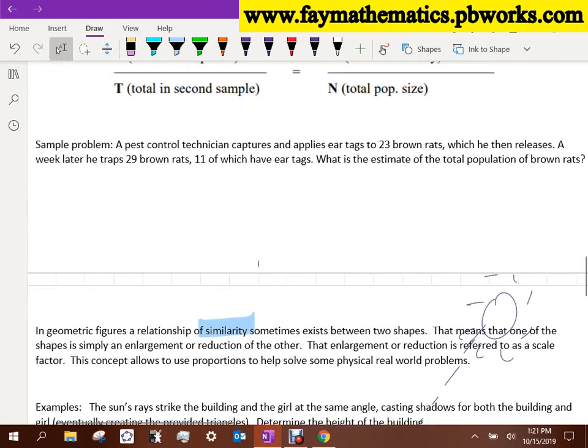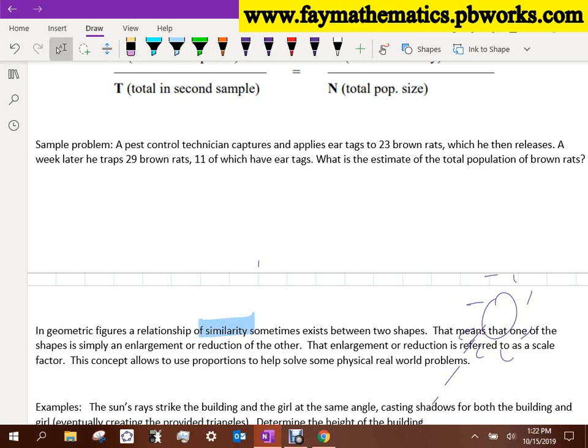So let's say maybe we're in a city block here or something like that, but it says a pest control technician captures and applies ear tags to 23 brown rats. Okay? Now, that 23 brown rats, that is out of how many rats exist in this environment, right? We don't know the population of rats in the environment. We have no idea what it is. But he tags the ones that he catches, and he releases them.